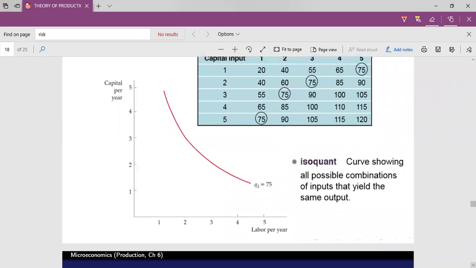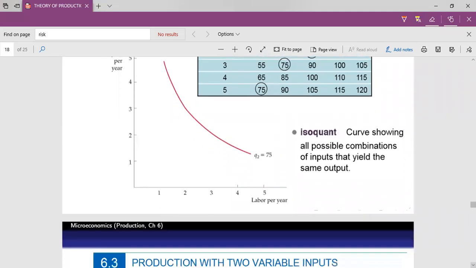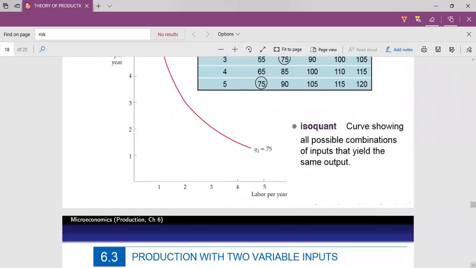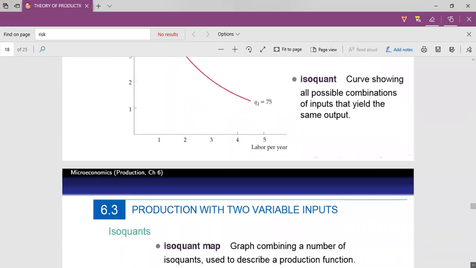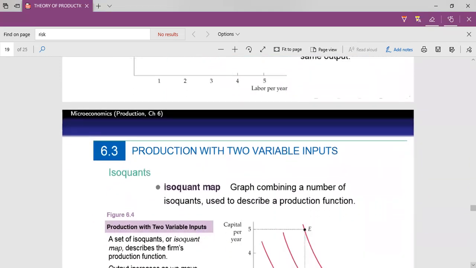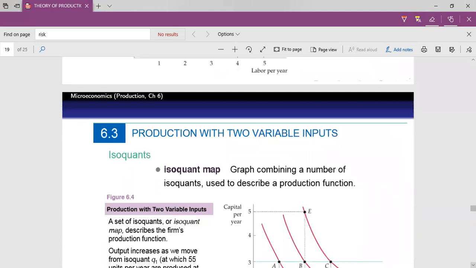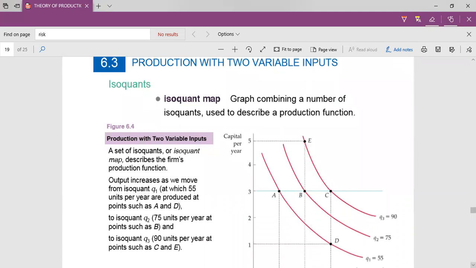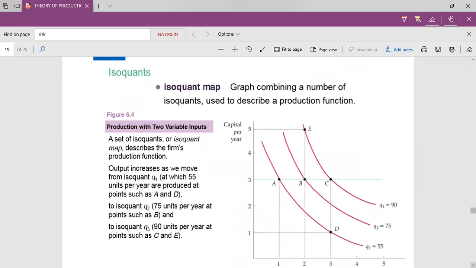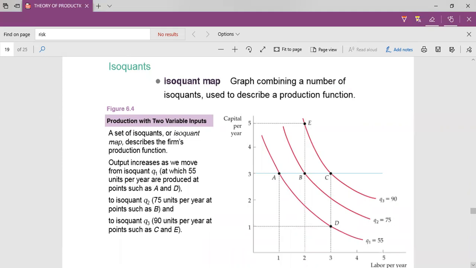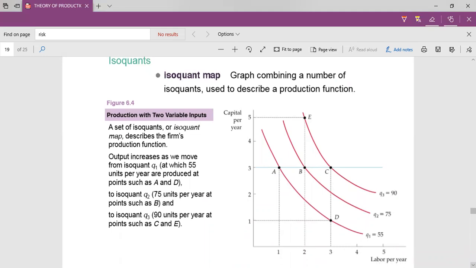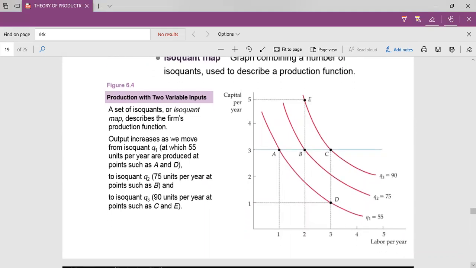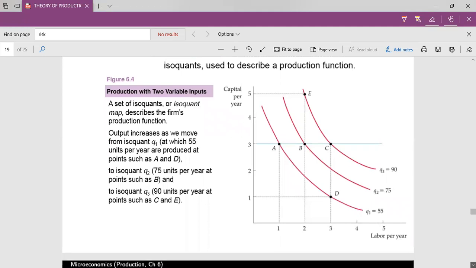It will be that curve showing possible combinations of two inputs, for example, capital and labor, that yield the same output. And when we have many of those isoquants on the same graph, it becomes an isoquant map. So if we have more than one isoquant on that same graph, that set of isoquants is what we call an isoquant map.